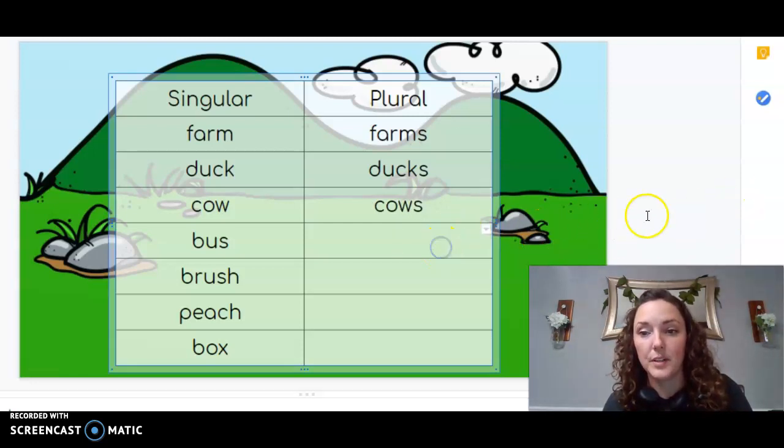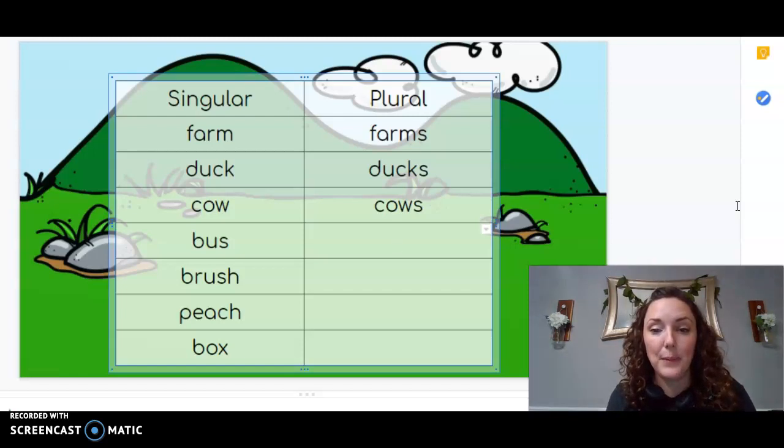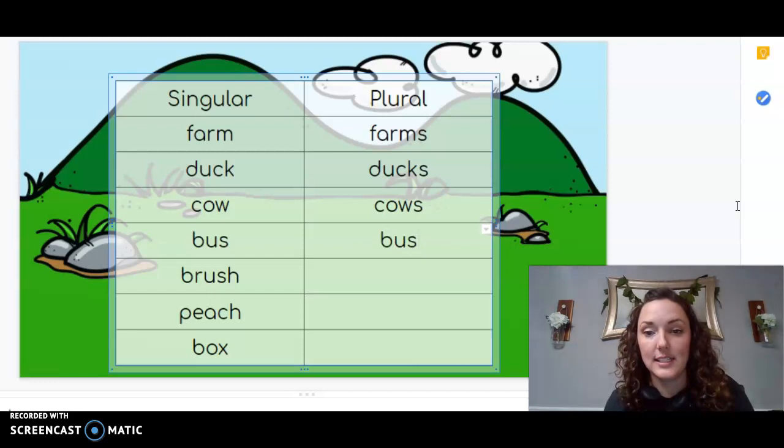Cows. All right, this is the word bus. Uh-oh, I see an S at the end. That was one of those special ones. So let's see if we remember. We can't just add an S. We have to add ES. So let's spell the word buses. B-U-S, and we add E-S.